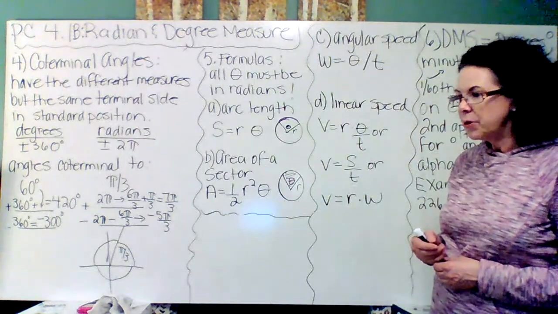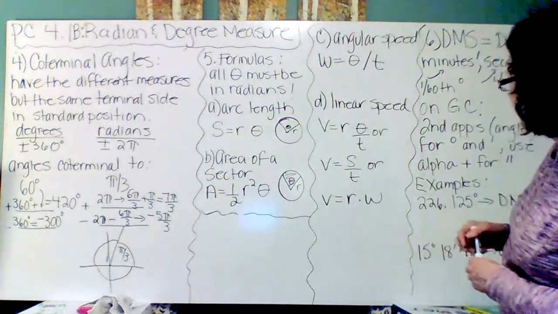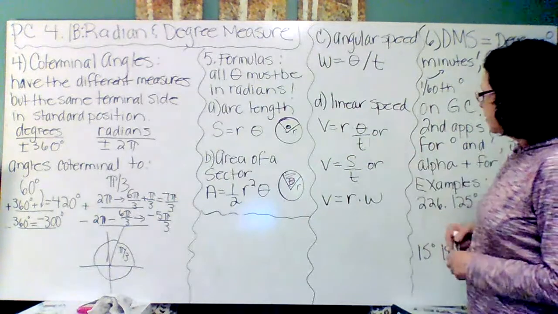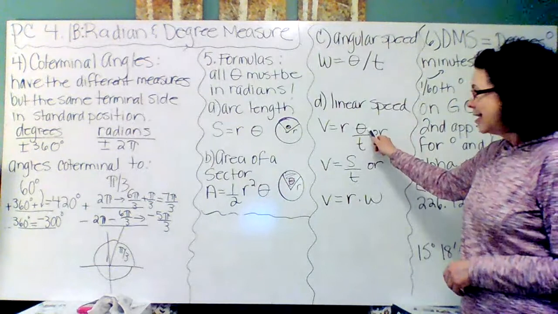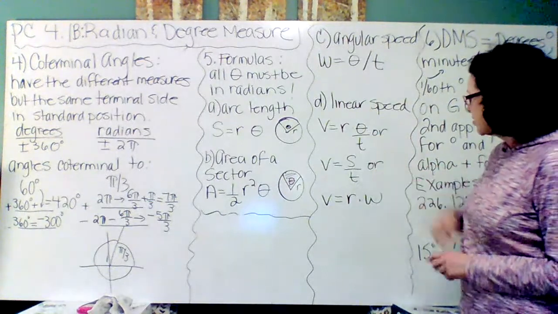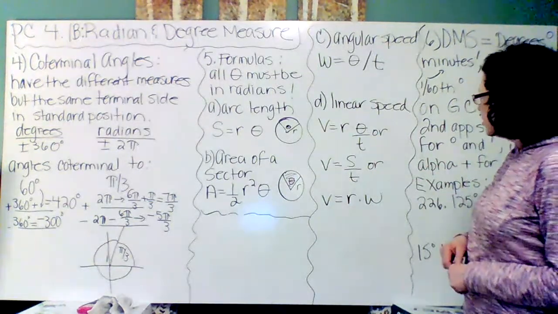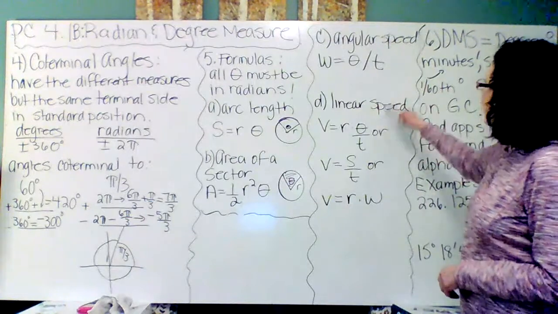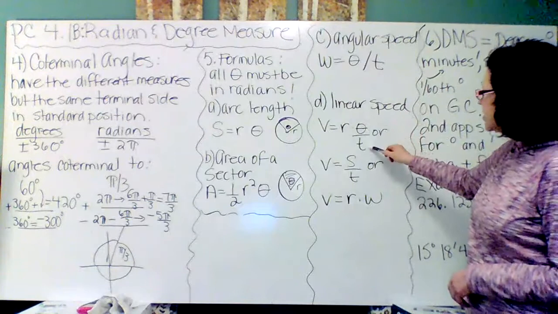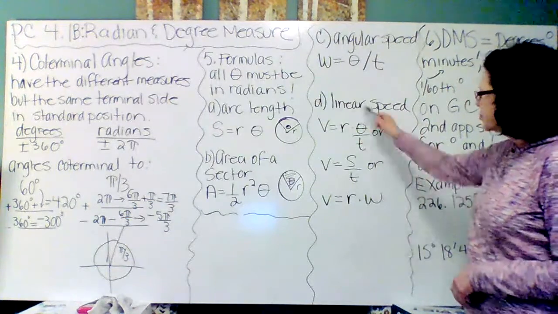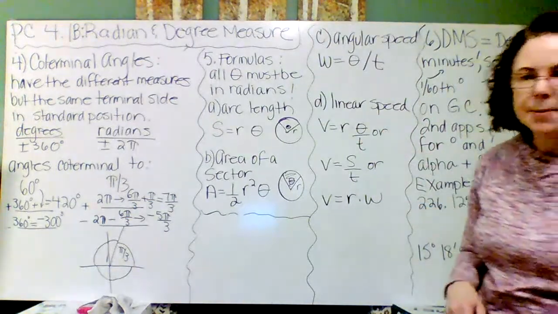So notice that you can put this in a couple different ways then. This is linear speed, but notice that r times theta is s, right? So you can do it as s over t, or notice that angular speed is theta over t, and so you could call it r times w. So there's like 3 ways to do linear speed.